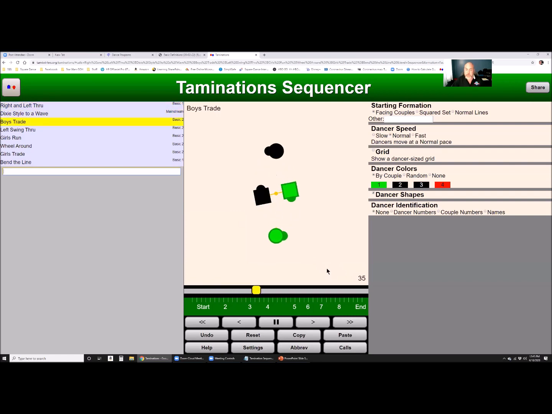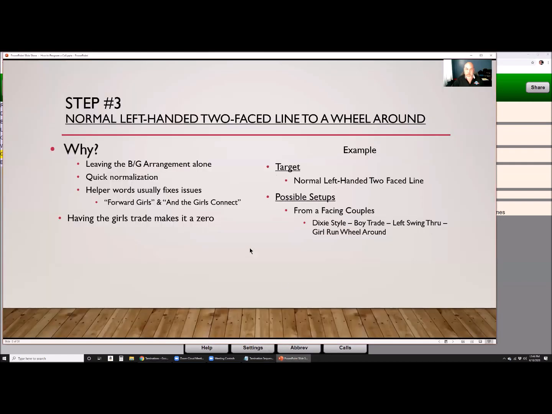Boys will trade in the center into a left swing through. Girls are going to run. We're going to wheel around, and I'm going to trade the girls, and then I could bend the line at this point. I could couple circulate them to go play with somebody else. I don't have to trade the girls if I don't want to, but I like it. Kind of keeps the group together and feels like they've done something. So again, trading the girls makes that a 0.